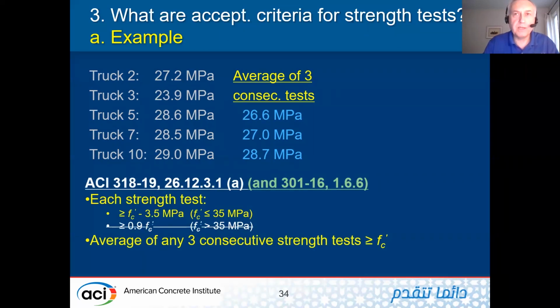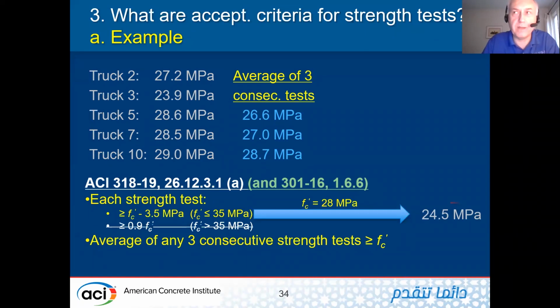And what you see on the slide, I have those acceptance criteria and this 0.9 f'c crossed out because it's applicable to strength above 35 MPa specified strength. And in our example, our specified strength is 28 MPa. So when we look at this 28 minus 3.5, it yields 24.5 MPa.